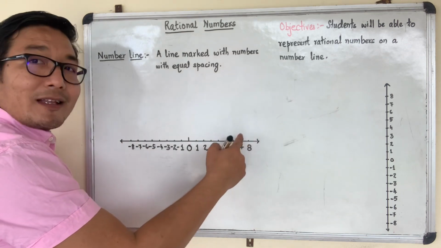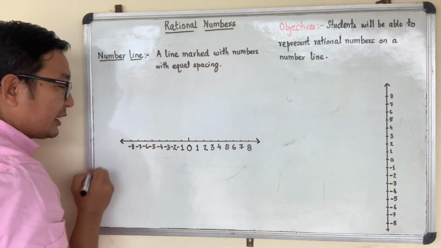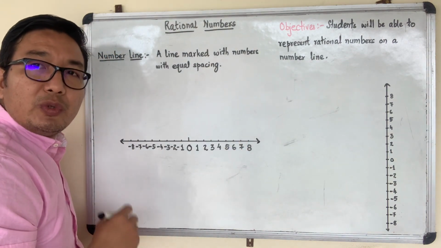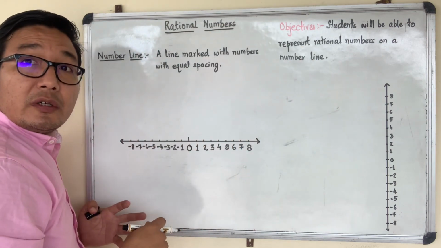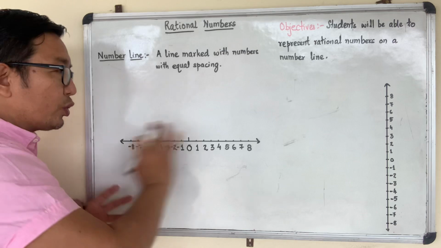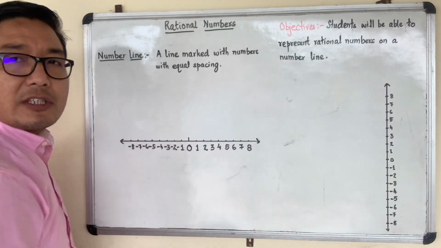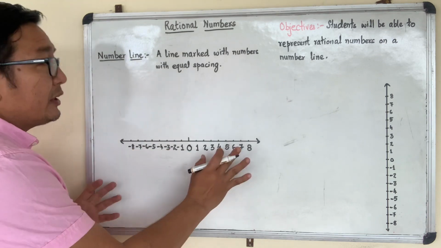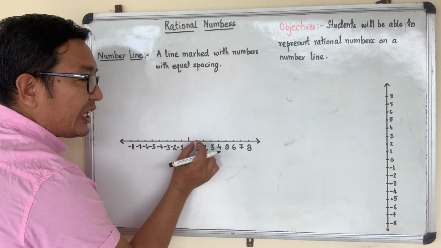Since this is a line, you can see that there are two arrows, which means the lines go on and on up to infinity in both directions. So today the number line is a line marked with numbers with equal spacing.